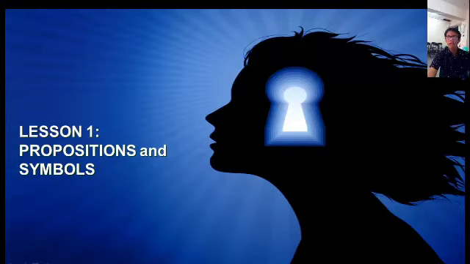Pag-usapan natin ngayon ang konsepto ng logic. Let's talk about logic in this particular given examples, mga iba't ibang sets of examples na mai-encounter ninyo. Ang una nating pag-uusapan ay Lesson 1, which is entitled Propositions and Symbols. Ano nga ba ang meron dito kay propositions and symbols?